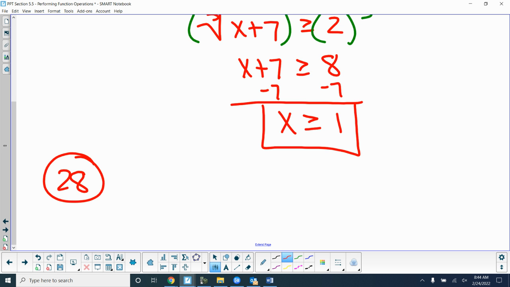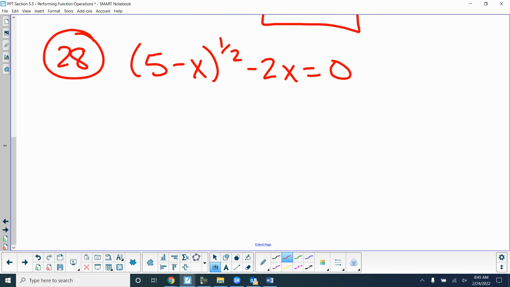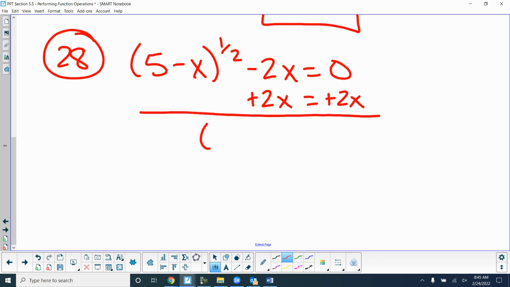So 5 minus x to the 1/2 minus 2x equals 0. All right. So is the part that's being raised to the 1/2 power isolated yet? No. So I have to add that 2x over first. So I have this. 0 plus 2x is 2x.